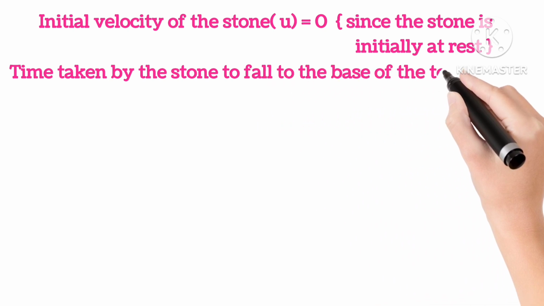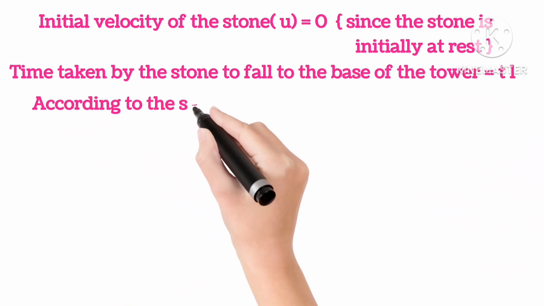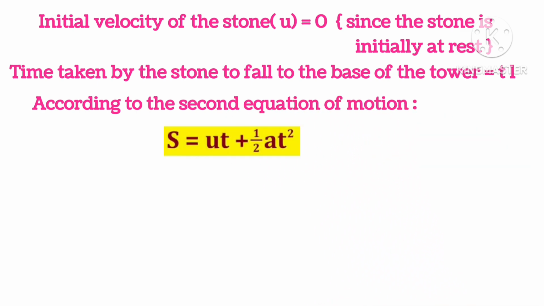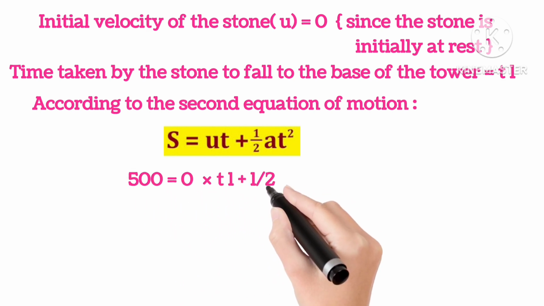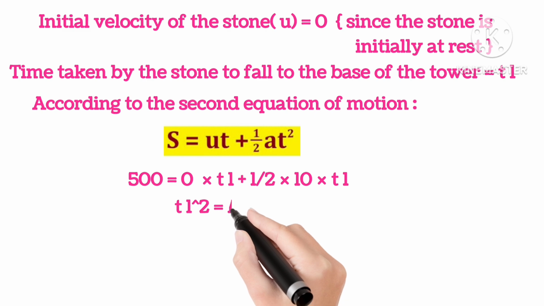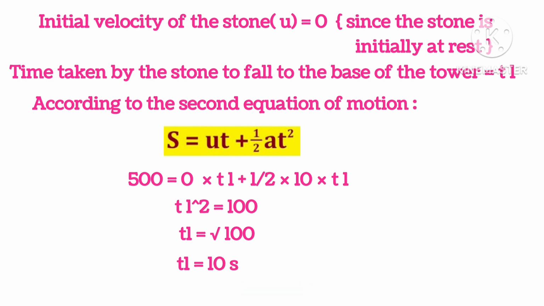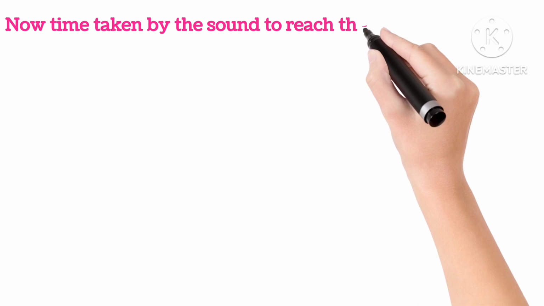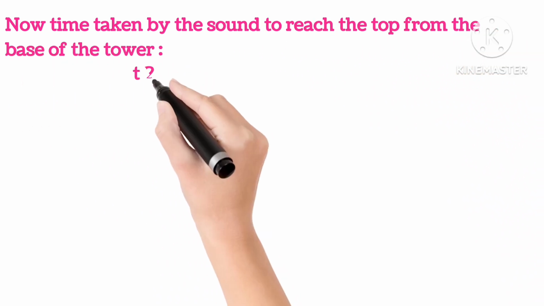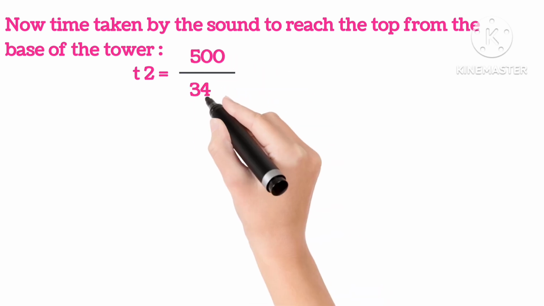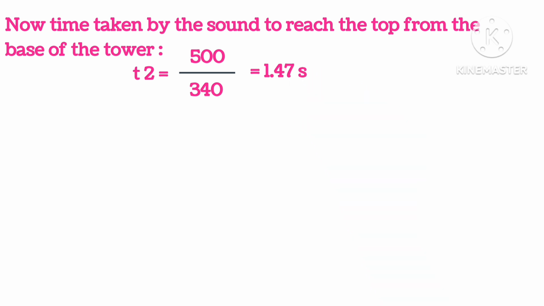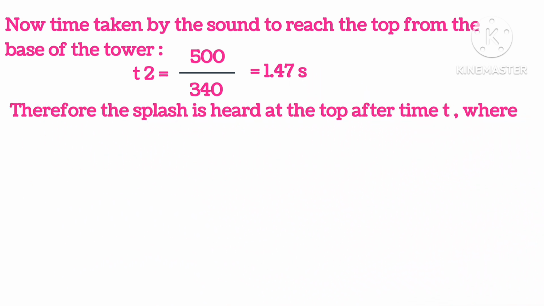Time taken by the stone to fall to the base of the tower will be t1. So according to the second equation of motion, S equals ut plus half at square, putting all the values over here, we get t1 square equals 100. So t1 will be 10 seconds. Now time taken by the sound to reach the top from the base of the tower is t2, which is 500 upon 340, which equals 1.47 seconds. Therefore, the splash is heard at the top after time t, where t equals t1 plus t2. Now putting the values of t1 and t2, we get time as 11.47 seconds.